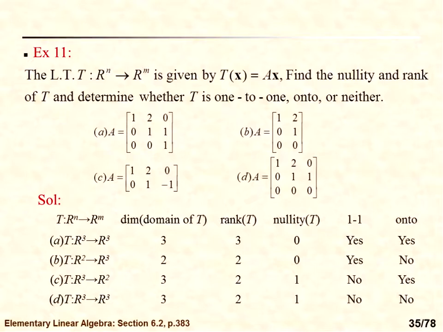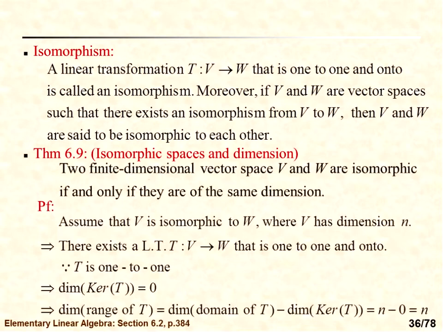So there are some examples. A linear transformation from R^n to R^m is given by T(x) = x. Find the nullity and rank of T and determine whether T is one-to-one, onto, or neither. One by one they solve. The dimension of the domain of T is 3 and the rank of T is 3. The nullity of T is 0 and it is one-to-one. Yes, and it is onto. One by one we see all these theorems.